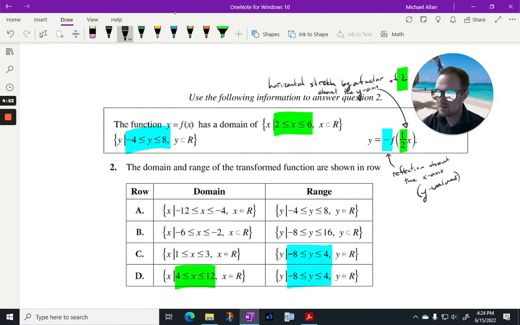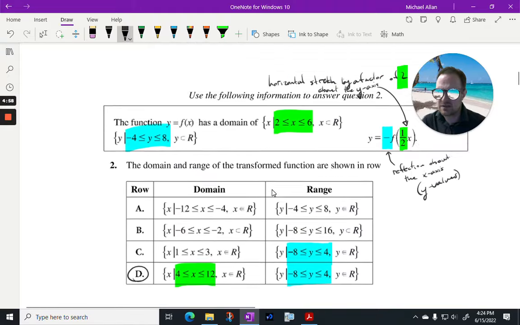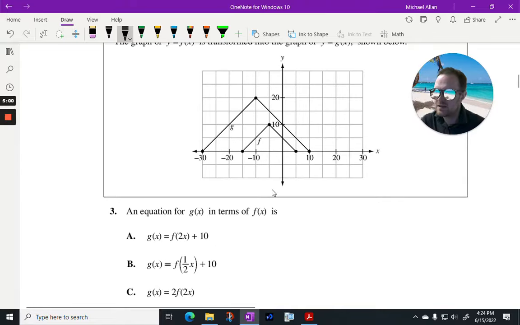Okay. And there we go. Well, the color coding kind of works nicely here. Let's see how this turns out. Oh, this is a fun one.